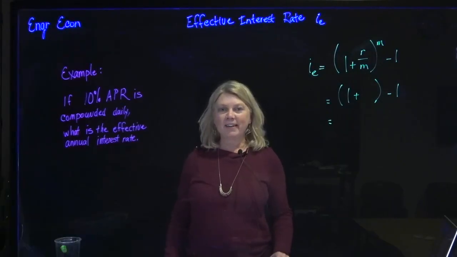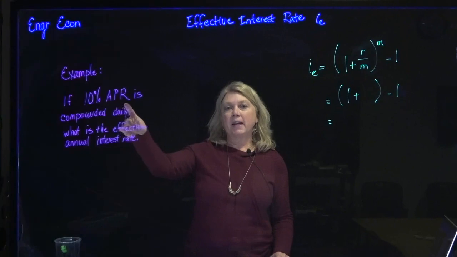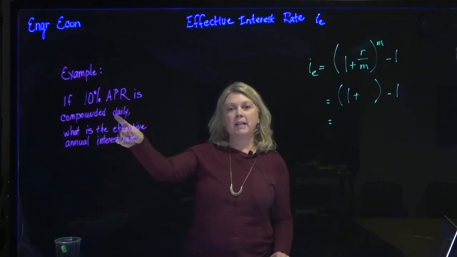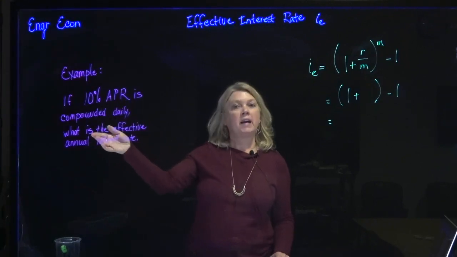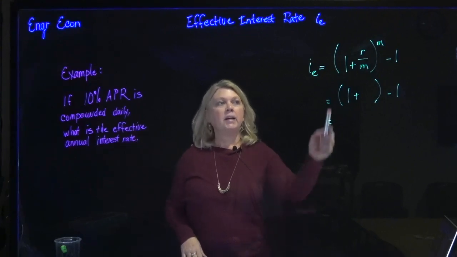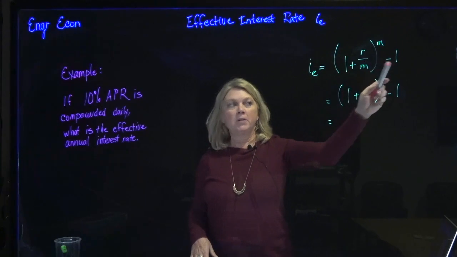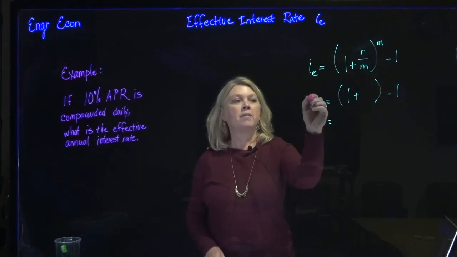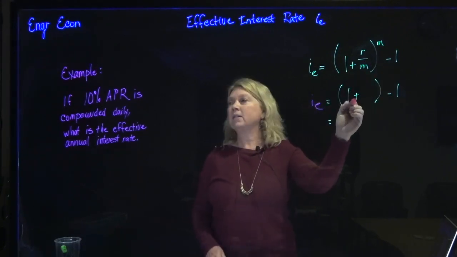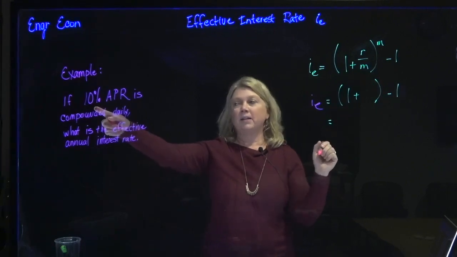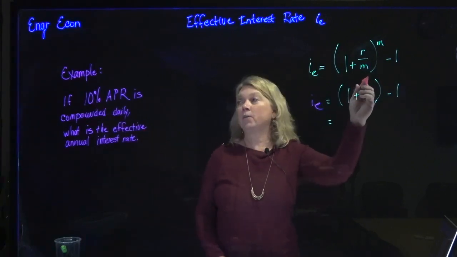Okay, let's do another quick example. If 10% annual percentage rate is compounded daily, what is the effective annual interest rate? Here's our formula, I sub E equals (1 plus R) to the M minus 1. Let's fill in the terms. Effective interest rate here is 1 plus R, where R is our 10% stated annual rate.